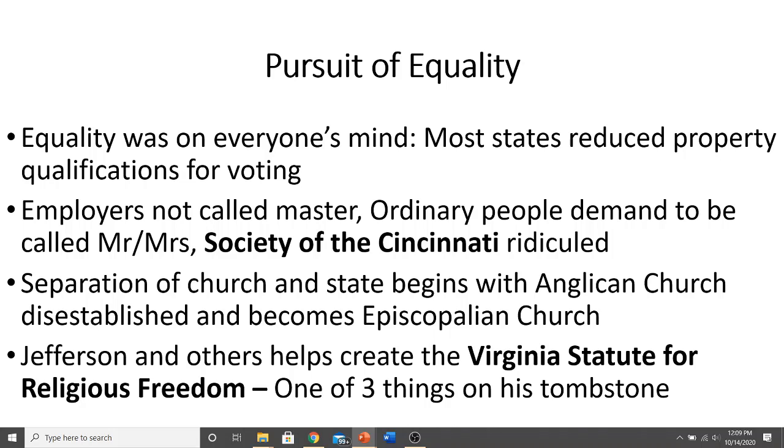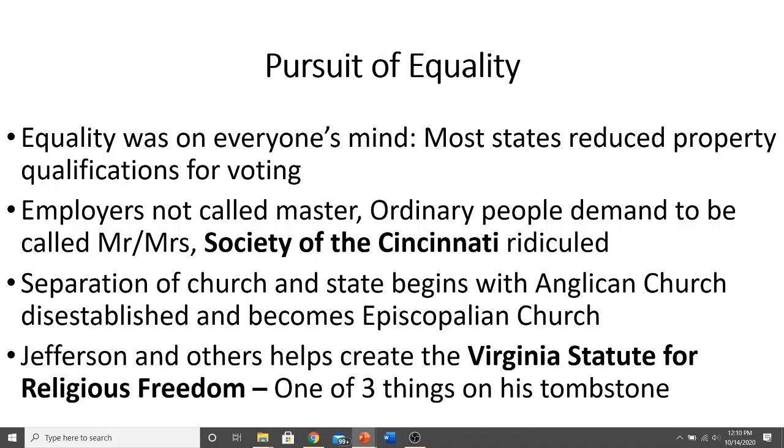Well, equality was naturally on everyone's mind. Most states reduced property qualifications for voting, granting more people the right to vote and control over how our nation would be run. Employers also asked to stop being called master, or rather people refused to call them master. Ordinary people demanded to be called Mr. and Mrs. rather than just the landed elites. And then groups like the Society of Cincinnati, which were wealthy landowners, were ridiculed.